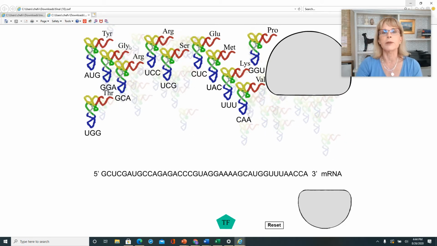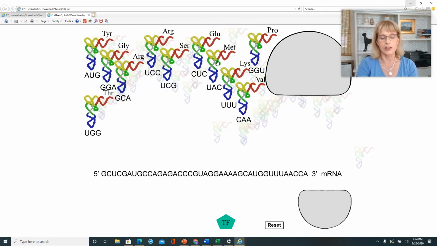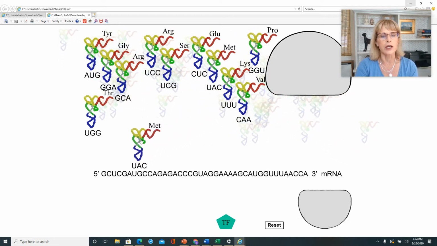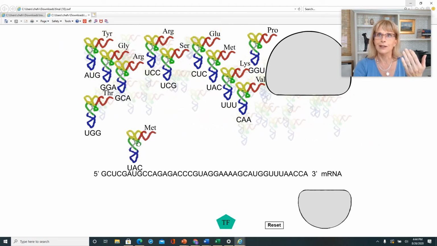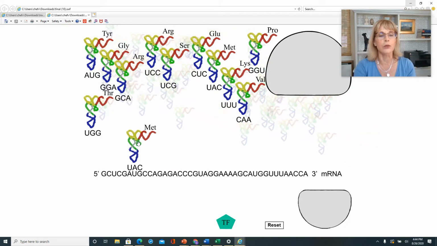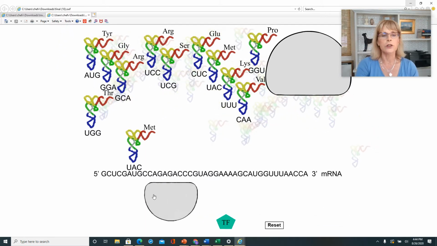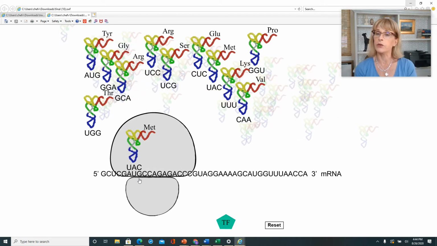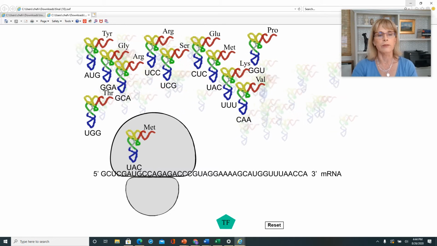So here's what's going to happen. Every protein that's being made starts with a start codon. The start codon is AUG. So I have to find the transfer RNA that has the anticodon that is the complement for AUG, which is, of course, UAC. Once I do that, then the small subunit of the ribosome will join, and then the large subunit of the ribosome will join, and now the next transfer RNA will come in.